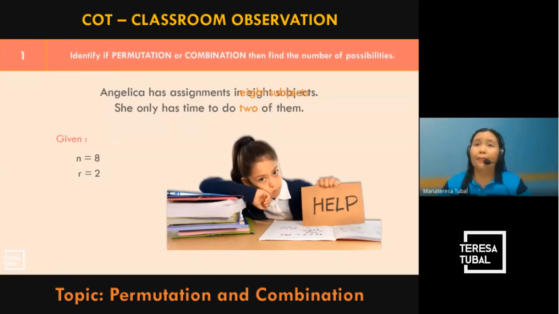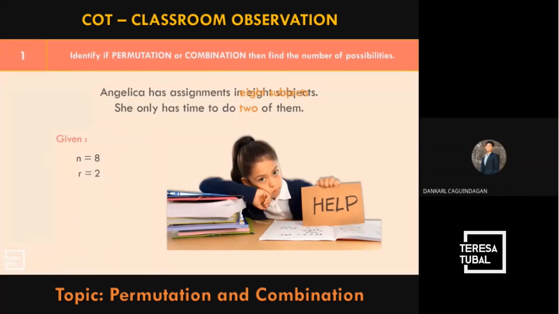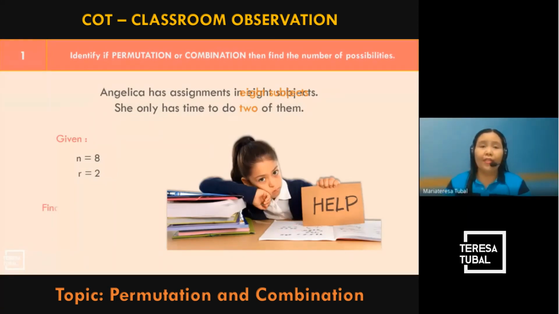Yes, and Chow? And Chow, did you hear me? Okay, Dan Carl? Combination po, ma'am. Okay, so this example is considered as combination. So we will write the value of N as 8 and the value of R as 2. So combinations of 8 objects taken 2 at a time.